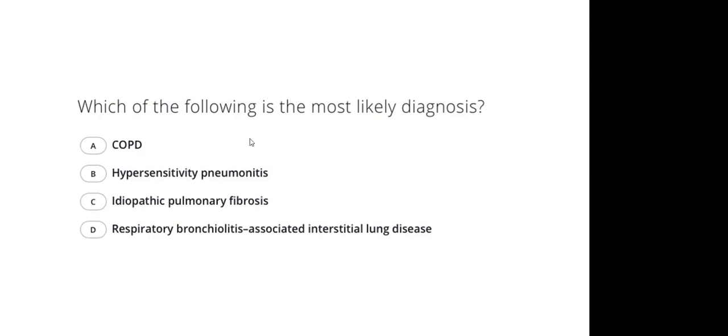Why not COPD? Not obstructive. Wonderful. Hypersensitivity pneumonitis is an inflammatory ILD, so it doesn't really fit with the changes on his CT scan. And respiratory bronchiolitis associated interstitial lung disease is also inflammatory. This is an inflammatory lung disease in active smokers, so it doesn't fit because he's not an active smoker and he doesn't have inflammation. So, yeah, right? Okay. Thank you.